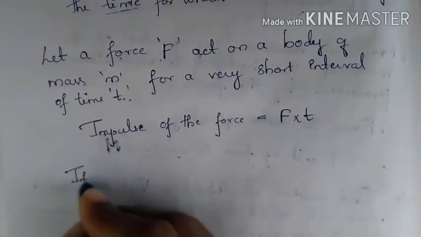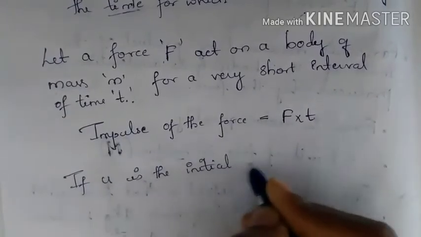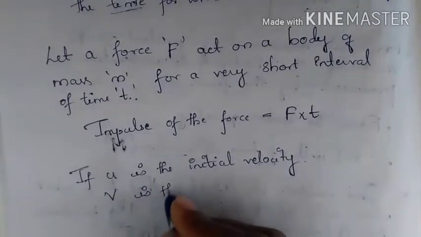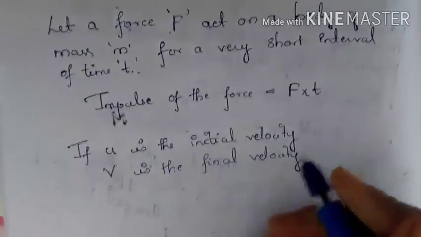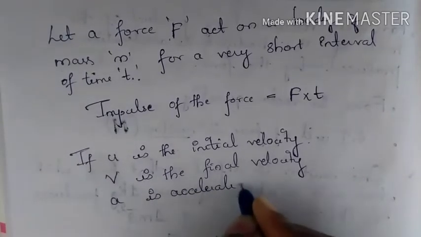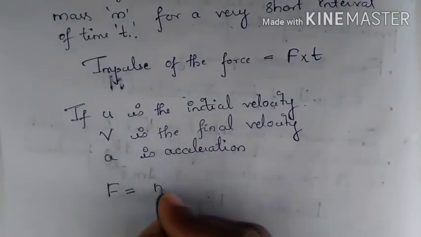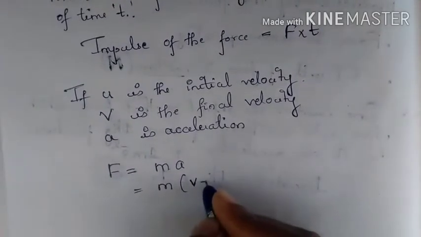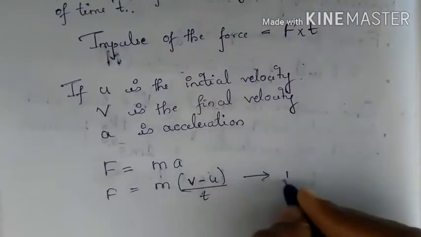Now if U is the initial velocity, V is the final velocity and A is the acceleration, then F can be written as what? F is equal to ma, which we know. A can be written as V minus U by T. So this is our F. Let us call this equation number 1.